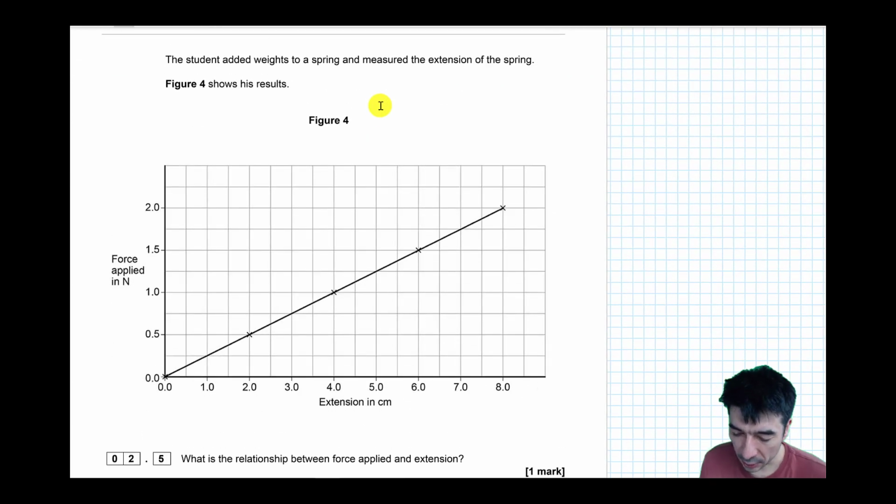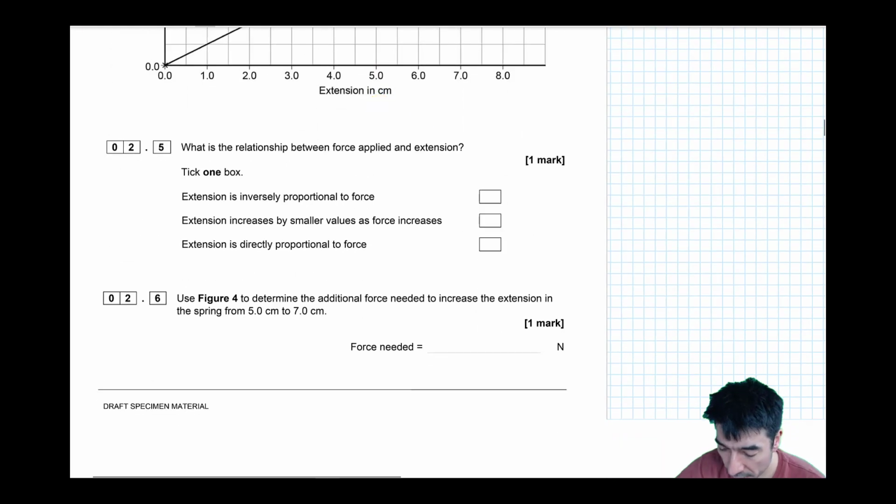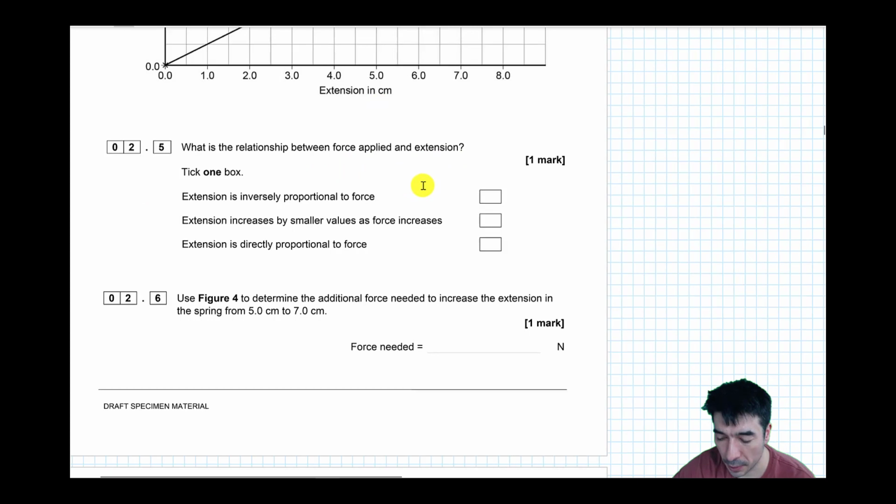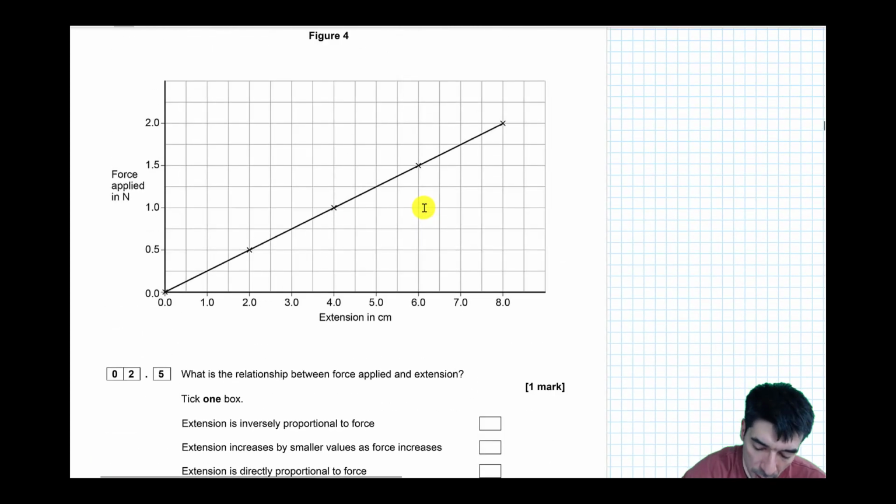Right, so the student added weights to the spring and measured the extension of the spring, and as we can see, as they added 0.5, we got a 2 centimetre extension. 1 newton gave us a 4 centimetre extension, etc. What is the relationship between the force applied and extension? Well, as the one goes up, so does the other.